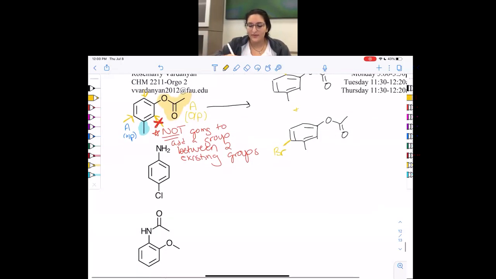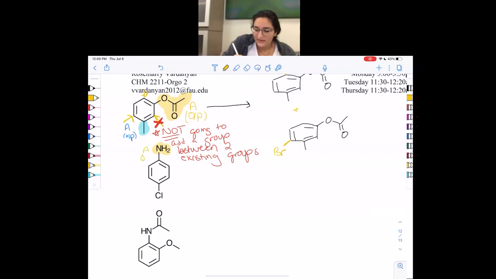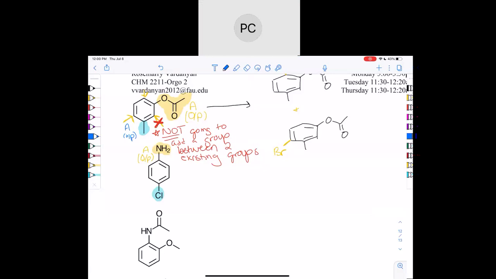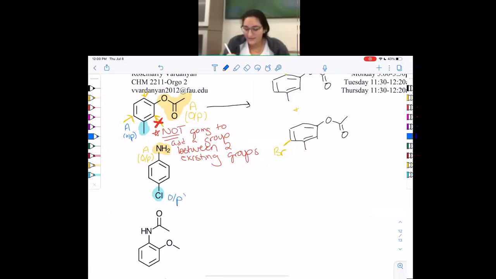Let's rapid fire this one. NH2: activator, deactivator, strong, weak. What do we think? Strong activator. Heck yeah. So we're going to say ortho para. And then chlorine. What do we think chlorine is? Ortho para deactivator. Heck yeah. It is a weak deactivator, which means it is ortho para. Killing it. Okay, so which of these is going to direct?